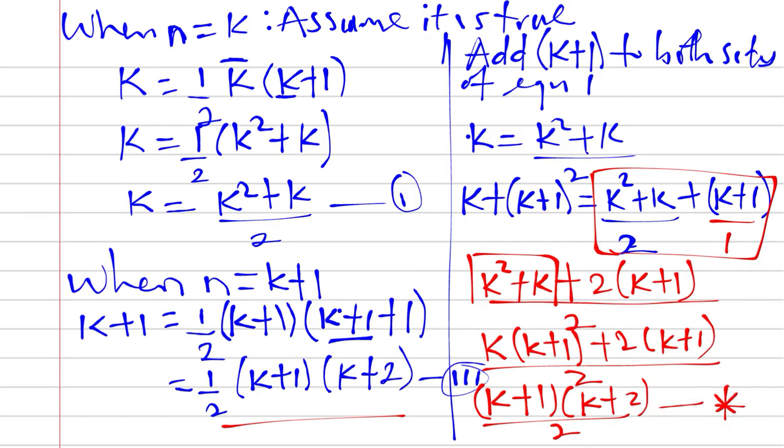You can see that this equation star is now equal to this equation 3. They are both the same thing, because this one is also K plus 1, K plus 2 all over 2. Everything multiplied by 1 will give you the same thing. So since they are both equal now, you will say that it is true for all n belonging to natural number, or you say it is true for all k belonging to the set of natural number.